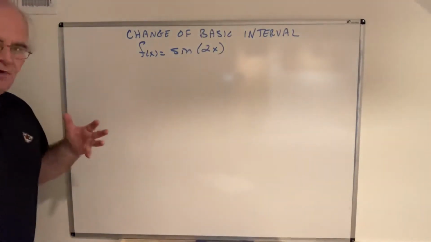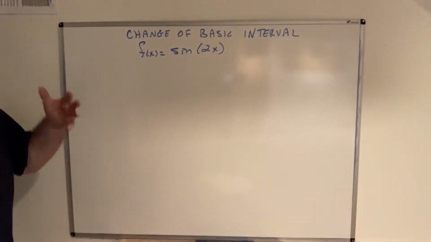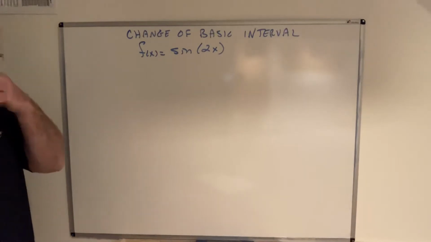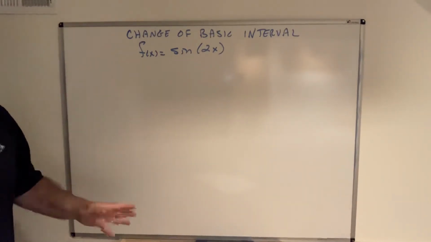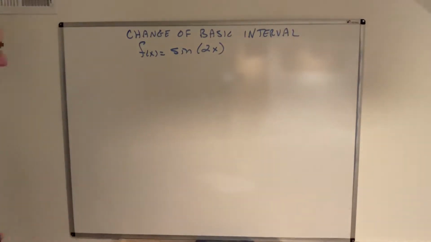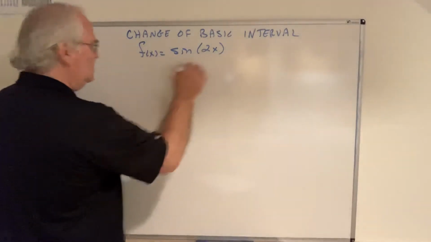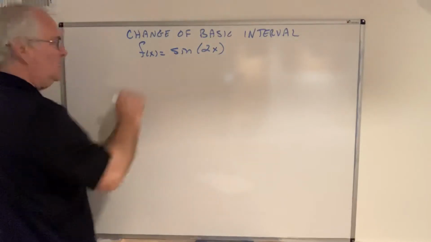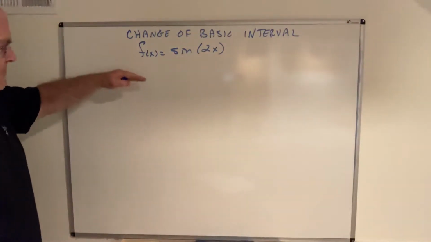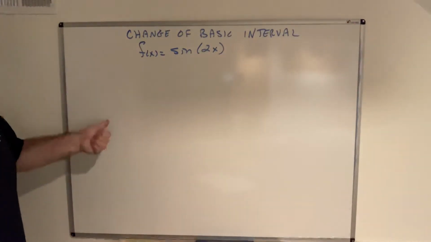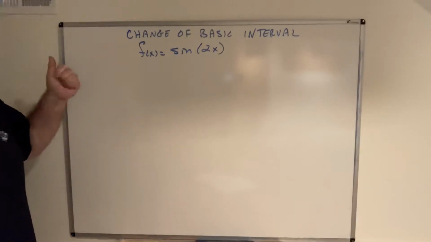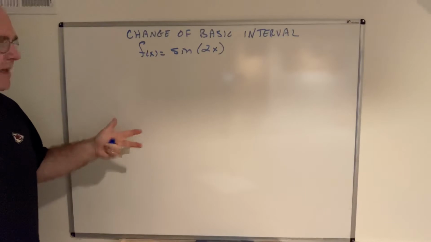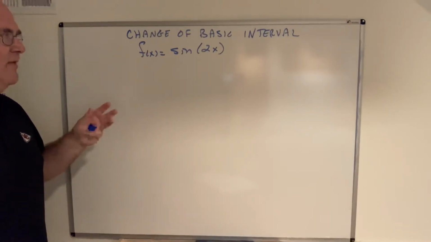And to graph this, we're going to use just a standard algorithm, a standard procedure. Not a whole lot of explanation, just this is the procedure to use. So here's the process we're going to go through. First, as before, we're going to state the basic shape. We're going to state the amplitude. We're going to state the vertical shift, if any, and then we're going to talk about the basic interval.